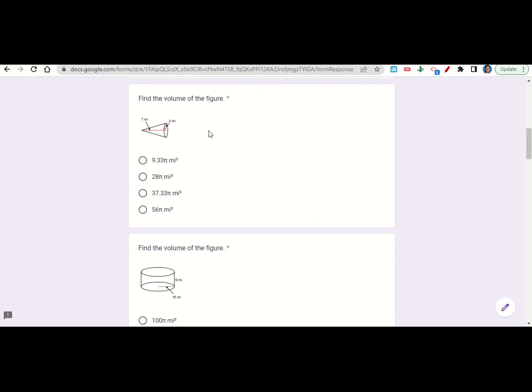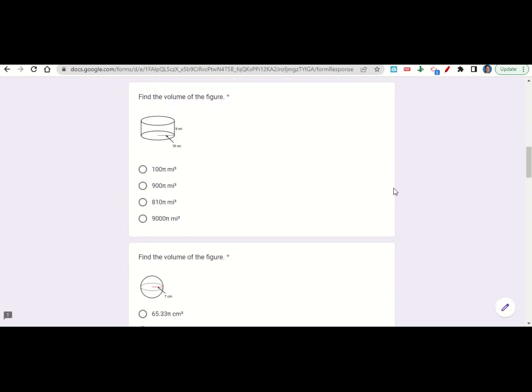Well, we should remember that the volume of a cone is 1/3 pi r squared h. So if we take r and square it, so 2 squared is 4, times 7 is 28. And then we need to take 1/3 of that. So 1/3 of 28 is 9.33, which is this one here.